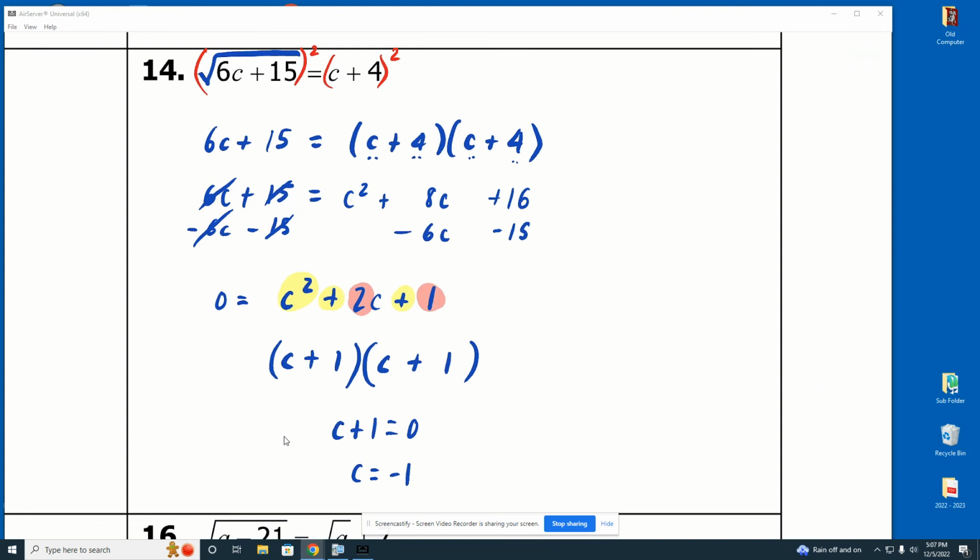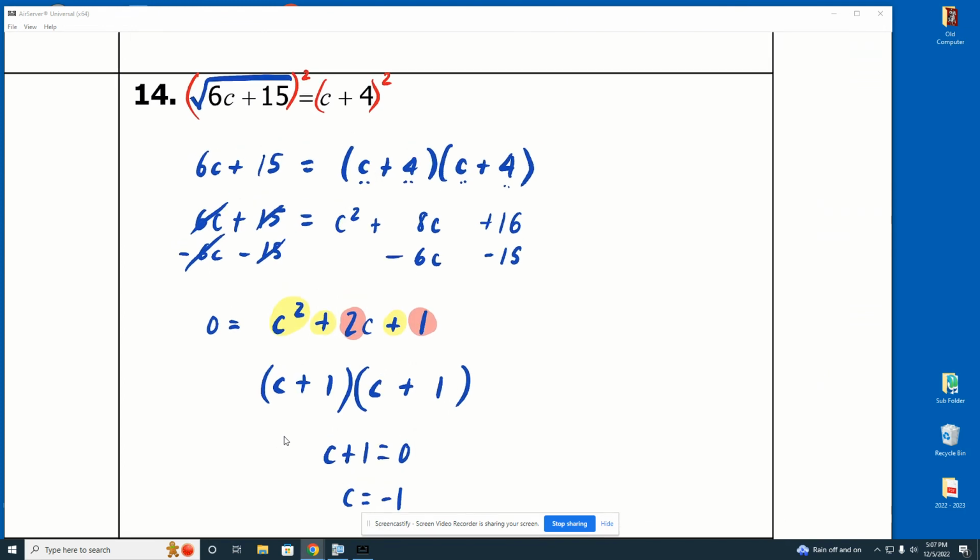So we're checking negative 1. Okay? So again, go back up to your original, and let's plug it in. We're going to take the square root of 6 times negative 1 plus 15.